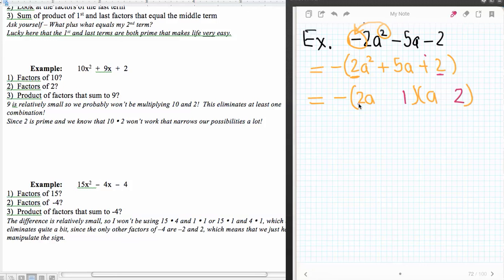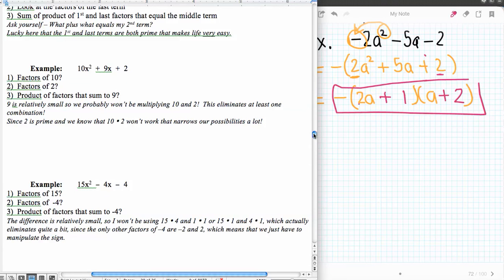And look what I have. 2 times 2 is 4, and 1 times 1 is 1, and 4 plus 1 is 5. And this is a plus here and a plus there. And that finishes my problem. So we have 2a squared, 4 plus 1 is 5a, and 1 times 2 is 2, and it's the opposite of that. And that'll finish my factoring in that particular problem.